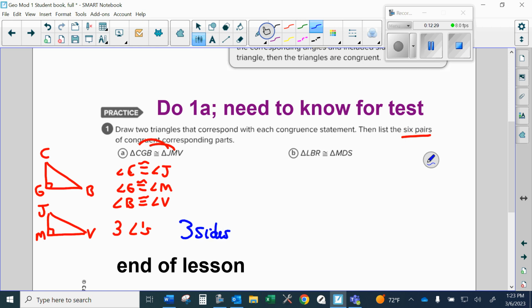Okay, so segment CG is congruent to segment JM. Go in the exact same order. First 2 and first 2. Let's go second 2, GB and MV. And then we'll go first and last, CB. Segment CB is congruent to segment JV. Okay, the key is you put them in the same order on both triangles. So there are your 6 pairs. 3 angles and 3 sides, 6 pairs. You have to be able to do that on the test as well. All right, that ends this lesson.